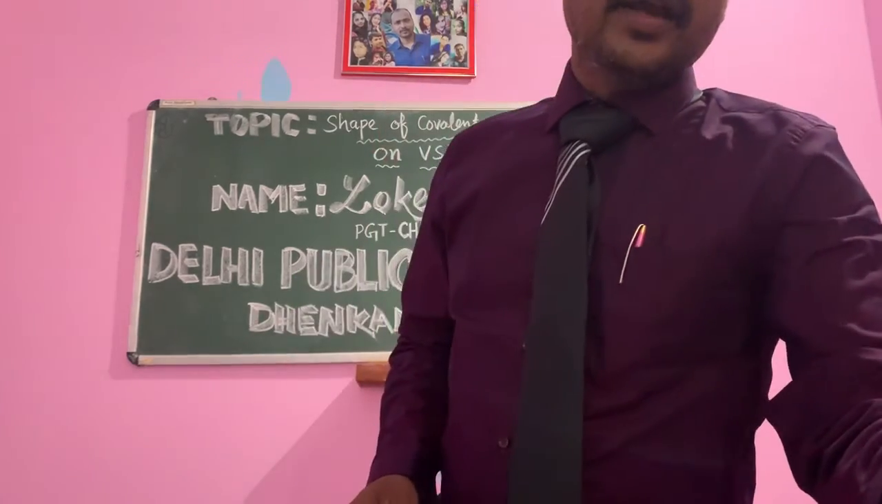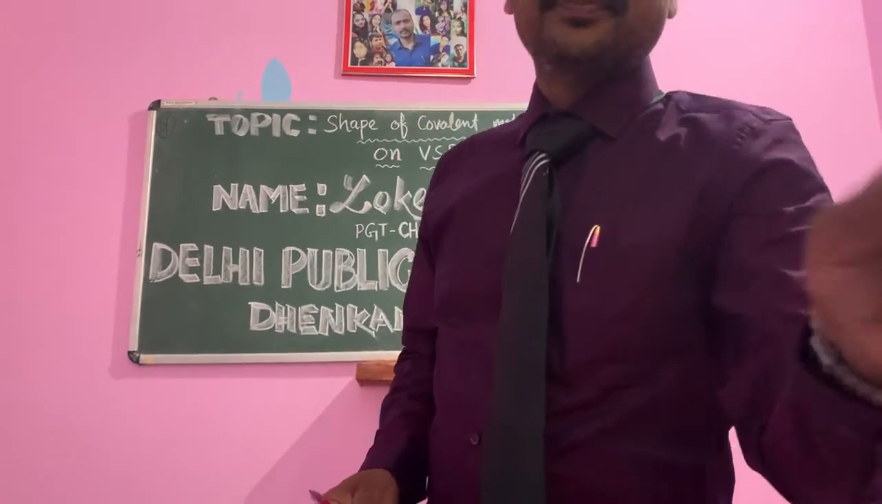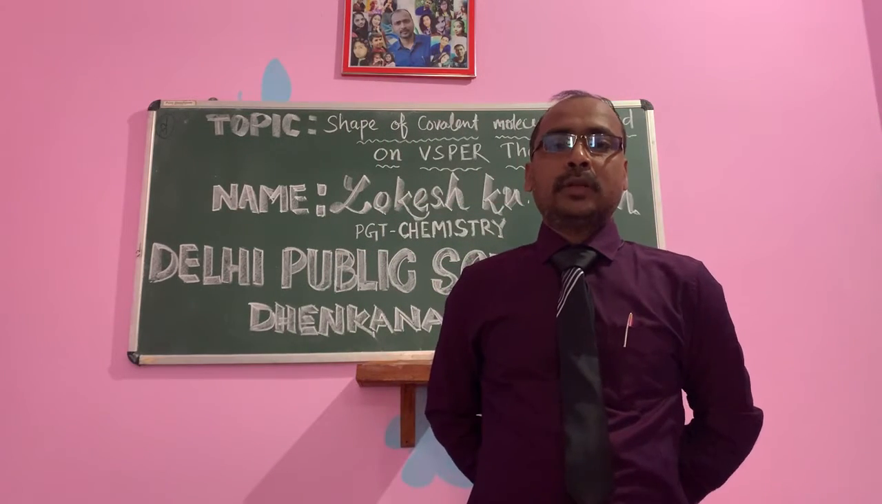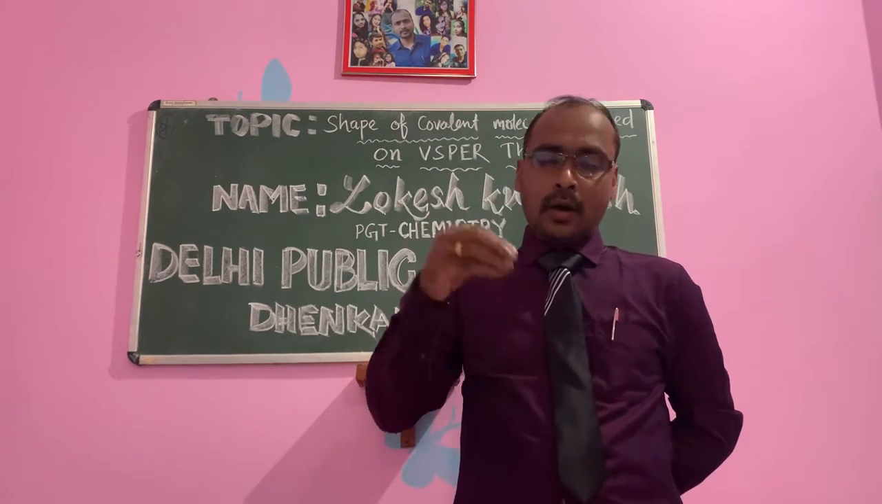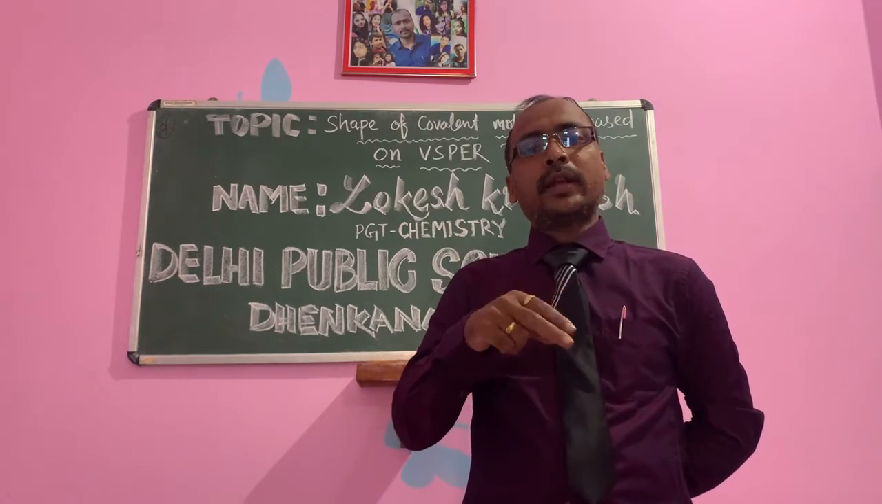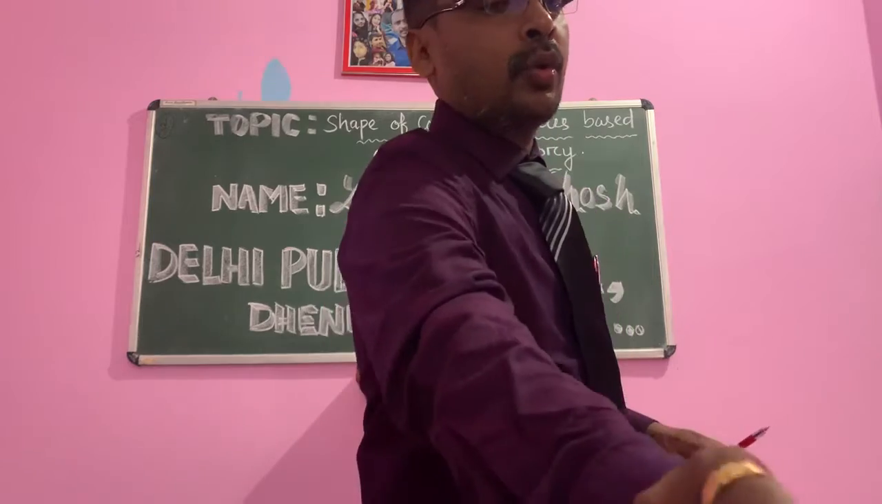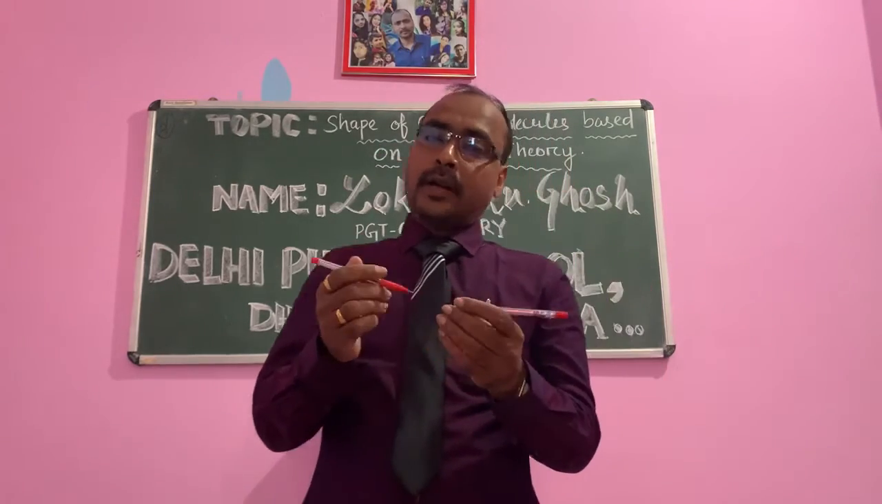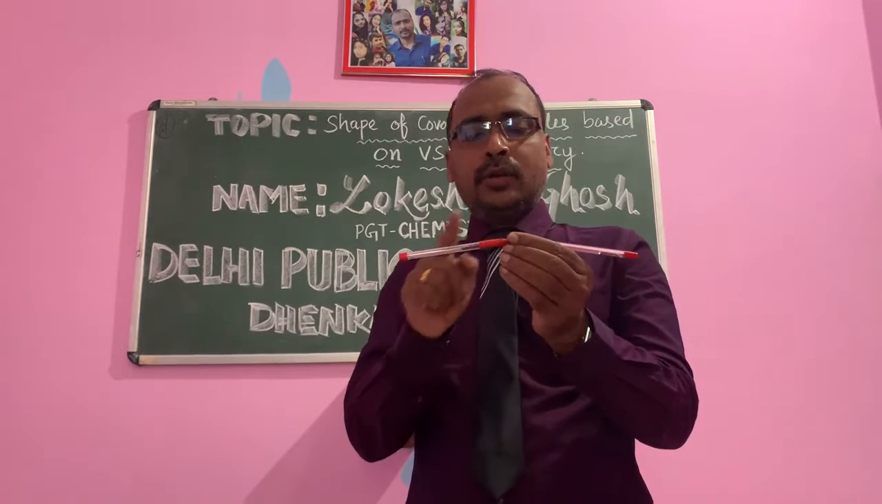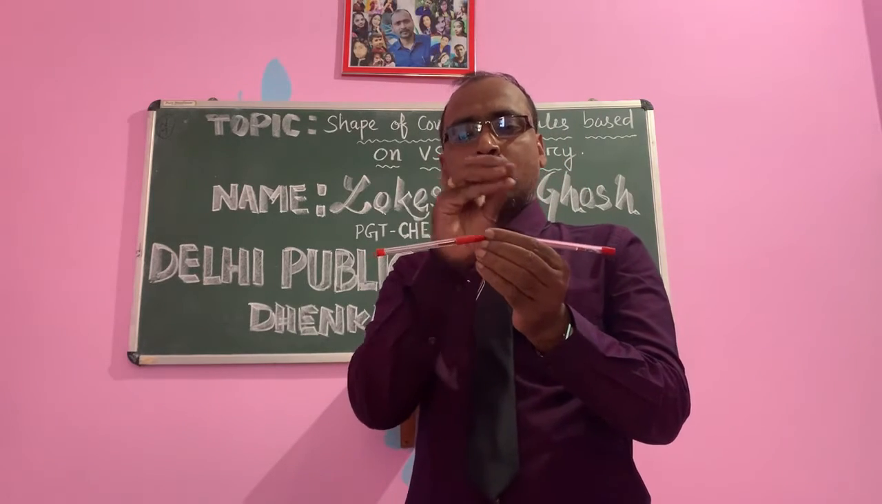The next type is AB2E2 type. In AB2E2 type there are two lone pairs. In the first case there was one lone pair, now in this shape there are two lone pairs. Lone pair repulsion is again more. So there are two lone pairs but the bonds are the same, that is AB2E2.